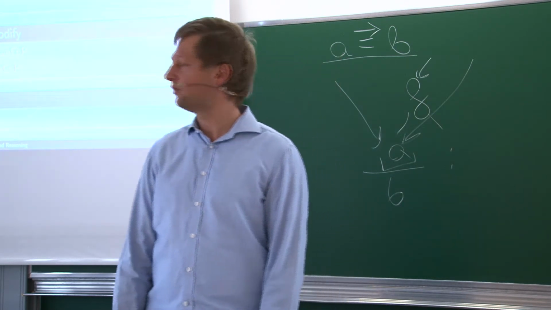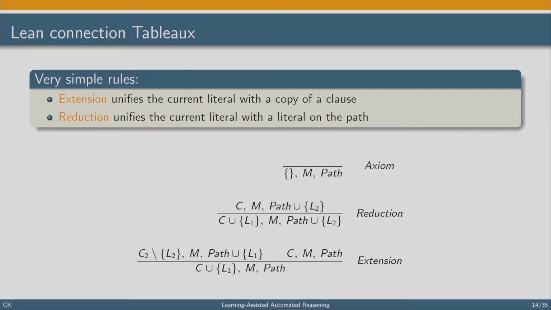Okay. So let's see the calculus. The calculus is pretty simple. There are essentially 2 rules. There's the axiom rule, which is trivial. As soon as we have an empty clause, we are done. So I am not going to even list it as an important thing. There's a reduction and extension. Reduction means if we have considered a certain decision, if we've assumed a certain thing on the branch, and we are still supposed to prove it, then we are allowed to close that branch.